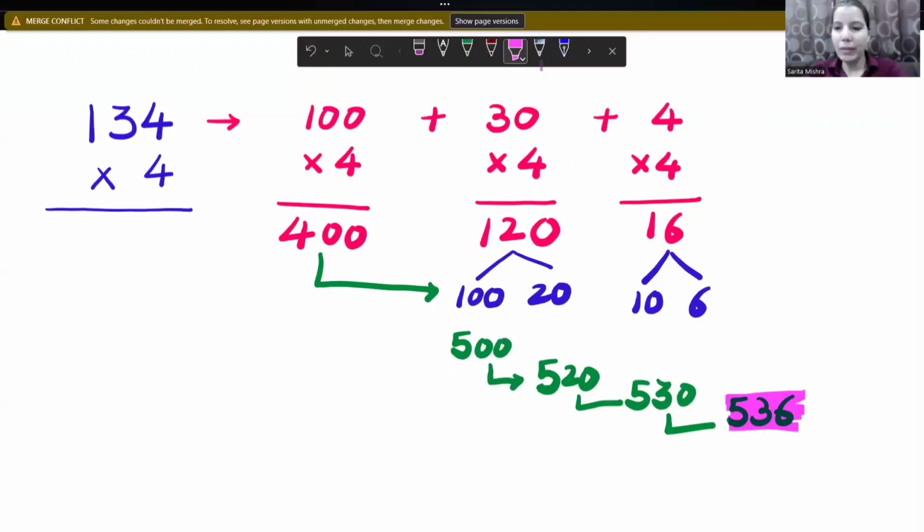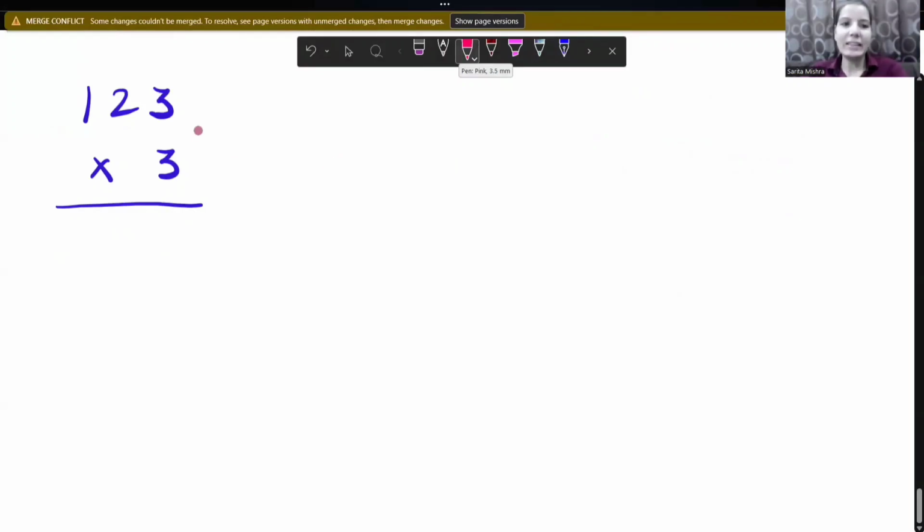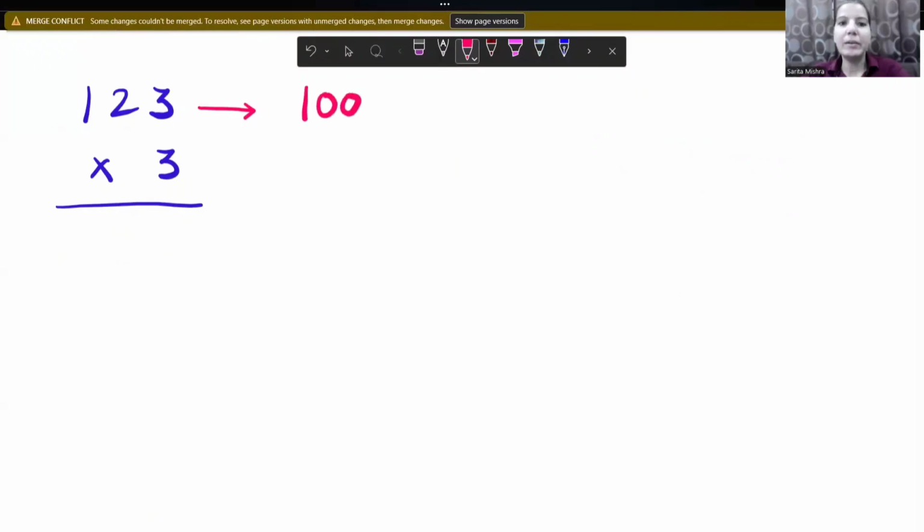You might be thinking, oh my God, we need to do so many things here. But trust me, actually we are not doing so many things here. Let's break down the steps easily so that you can also try doing the same thing in your mind. Okay, let's see another example now. One more time, understand the steps. So we have to break down the number 123. We can break it down as 100 plus 20 plus 3. And we will multiply each of these numbers by 3.